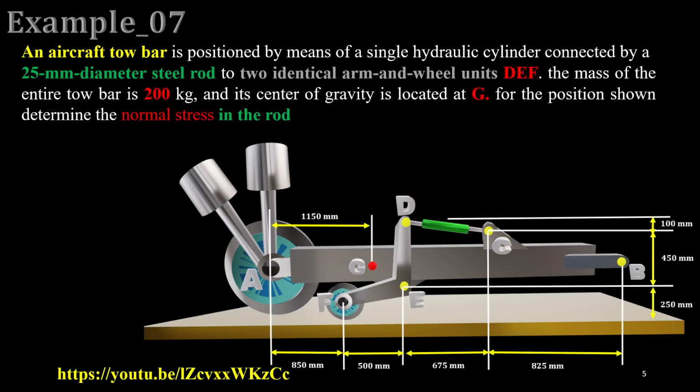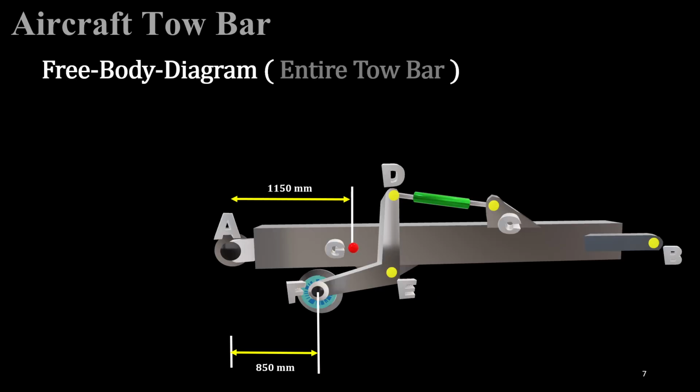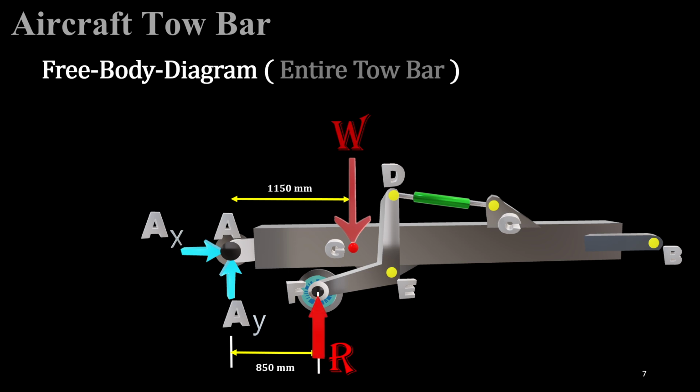And also you can see an aircraft tow bar and how you can get the internal forces and stresses in each member for different components of a complicated shape, like here by free body diagram of the entire tow bar, and for each component you can easily extract the forces, and by dividing them by the cross-sectional area of that member, you can easily get the stresses.